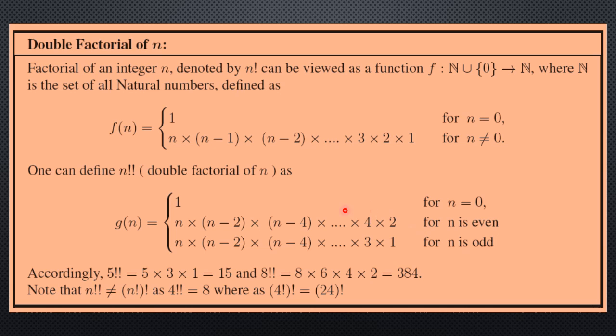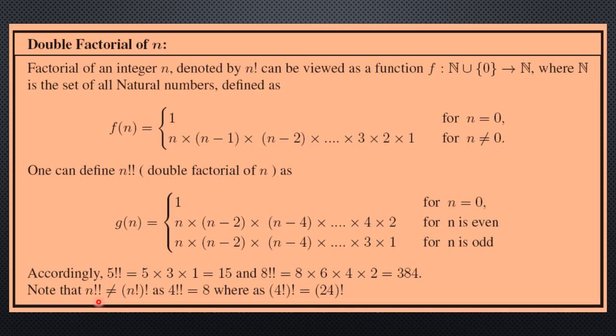n equal to 6 means 2 into 4 into 6. When n is odd, for example consider 7 double factorial, the answer is 1 into 3 into 5 into 7 only. That's all. So this is the general function for double factorial of n. Accordingly, 5 double factorial and 8 double factorial you can write like this, decreasing by 2 each time.